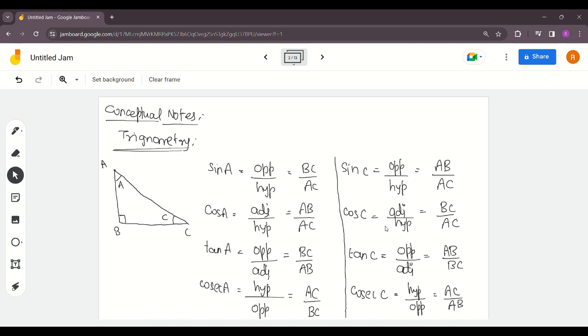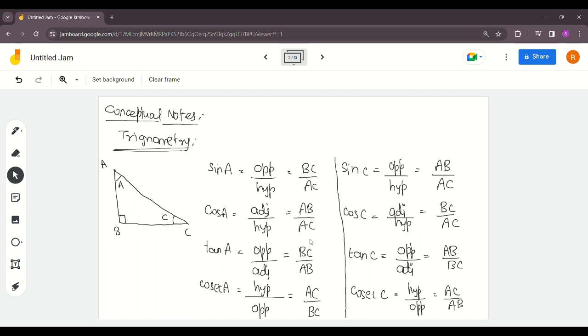we have seen what are all the trigonometric ratios of A. Now we are going to see the various trigonometric ratios of C, that is sine C, cos C, tan C, cosec C. Same formula, just the measurements will change. So sine C is nothing but opposite by hypotenuse. Opposite to C is AB. So AB by AC. Cos C, adjacent to C, which is BC by AC.